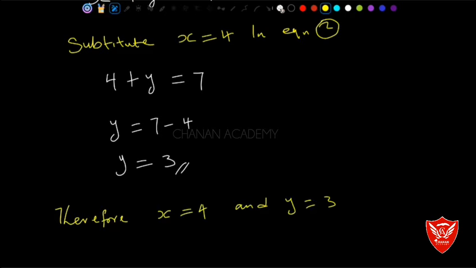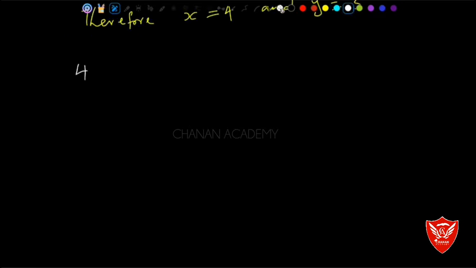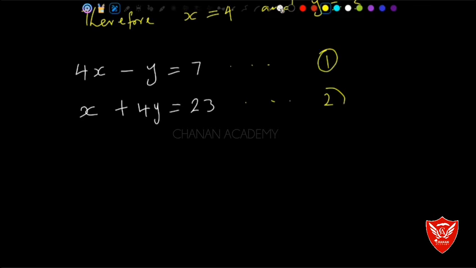So this is how the elimination method works. So let's take another example. Suppose we have 4x minus y equals 7, and then we have x plus 4y equal 23. So let's name this equation 1 and this equation 2.